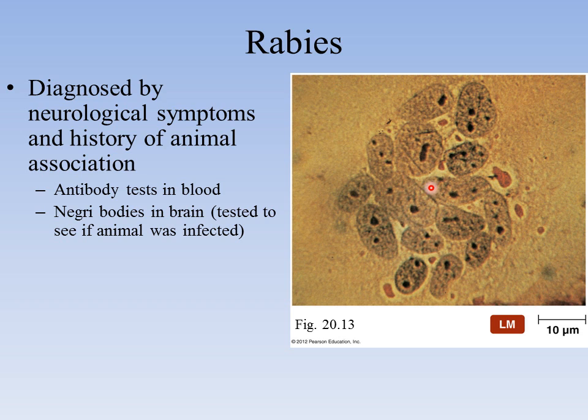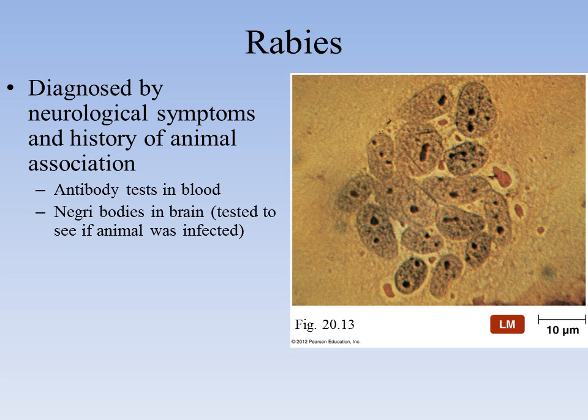They also can detect Negri bodies in the brain. These Negri bodies here, those are these kind of dark bodies you see here. These are cells of the brain. Those are actually formed. That's one of the characteristics of an individual who has a rabies infection in the brain, is they're going to have these Negri bodies present in the cells of the brain. And so these can be tested.